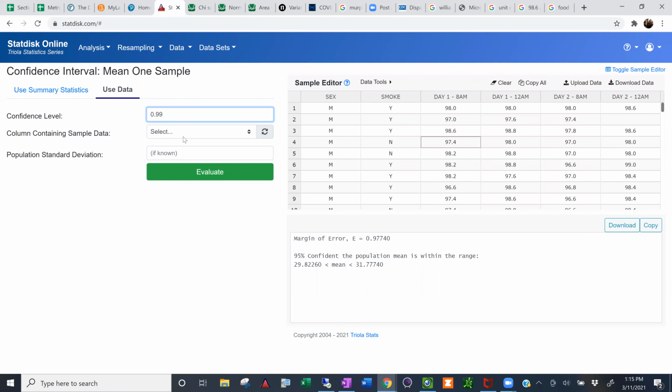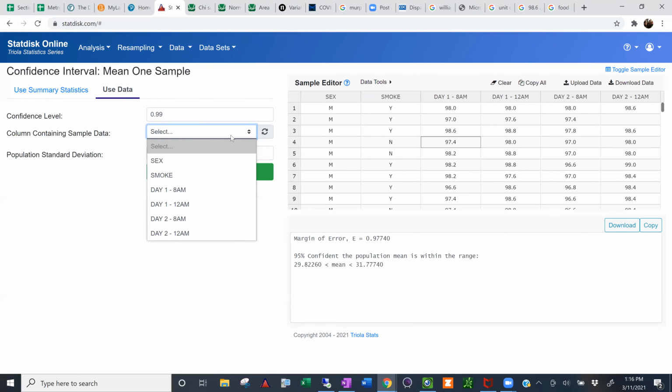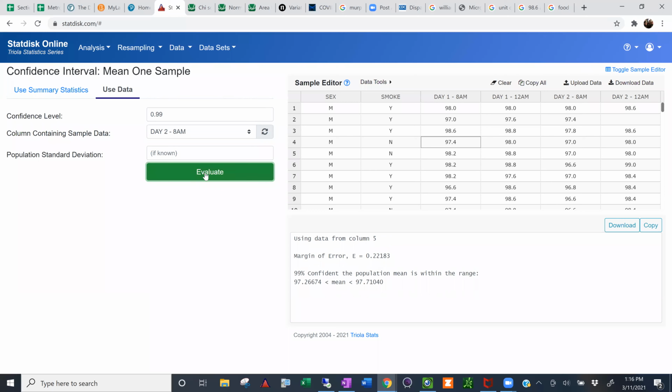We get to select which column of data we're going to use. I'll give you a choice. Day 1 at 8 a.m. or day 2 at 8 a.m. Day 2 it is, thank you. So we'll do day 2 at 8 a.m. Now we don't know what the population standard deviation is, so we'll leave that one alone. Just say, okay, I don't know what it is. And when you click, it does everything for you. It's wonderful. It gives you E, it gives you the confidence interval, etc.